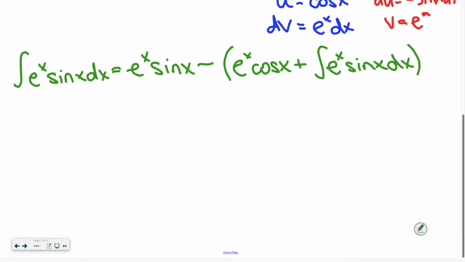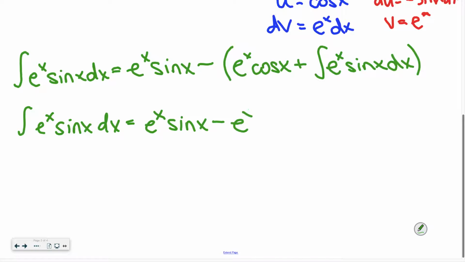All right, so let's go ahead and get rid of that parentheses. So the integral of e to the x sine of x dx equals e to the x sine of x minus e to the x cosine of x minus the integral of e to the x sine of x. Oh my goodness, do we have to keep going? Let's do it again, just to make sure.